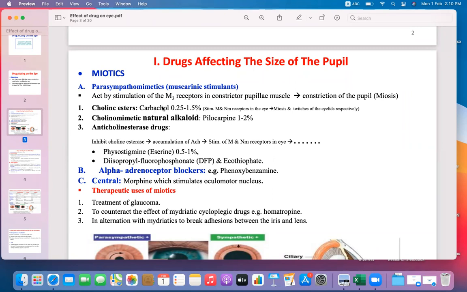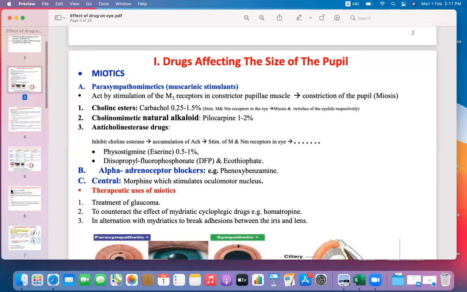What is the result of carbachol? Carbachol stimulates the muscarinic and nicotinic receptors in the eye, so it stimulates both receptors. But meiosis is caused only by the muscarinic receptor. If there is stimulation of the nicotinic receptor, it causes twitches of the eyelid. So if eyelid twitches are present, it means it is carbachol. And if eyelid twitches are absent, it means pilocarpine.